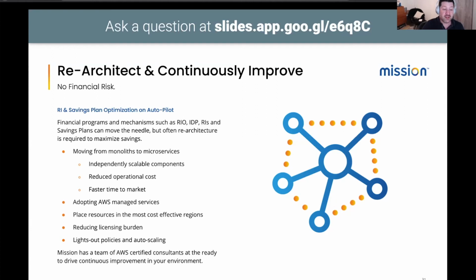So a lot of these things will come out of Cloud Foundation in terms of the insights we'll tell you. We'll say, hey, look, if you do these things, then you're going to have more savings. And you may have the internal resources, you may not, to execute. But as I mentioned at the beginning, we're a full service partner. We can help you execute on all of these things.